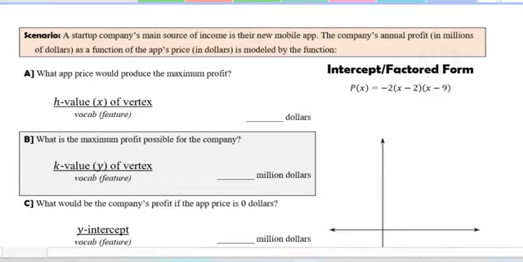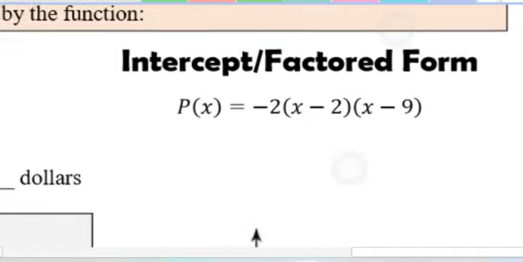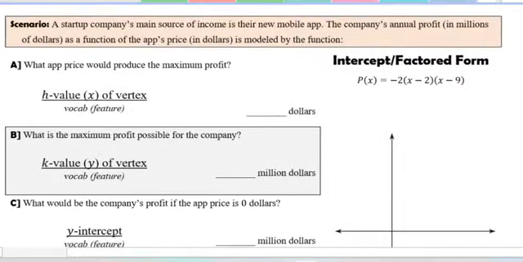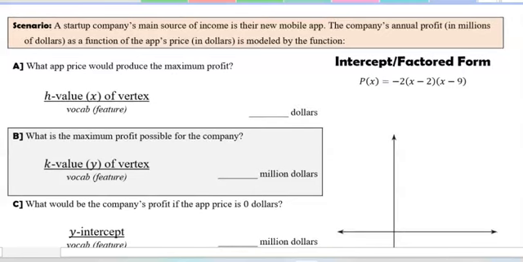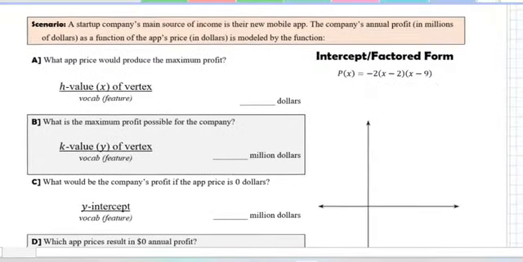In this video, we'll be looking at intercept or factored form of a quadratic equation. In this scenario, a startup company's main source of income is their new mobile app. The company's annual profit in millions of dollars as a function of the app's price is modeled by the function given in intercept or factored form.